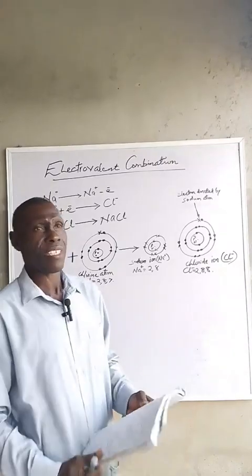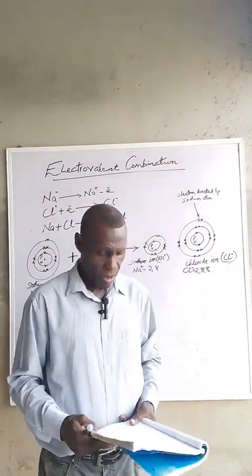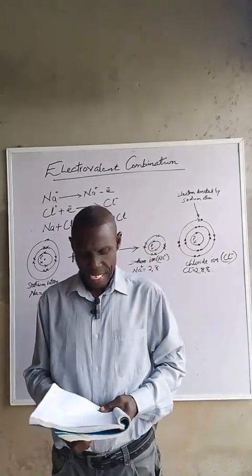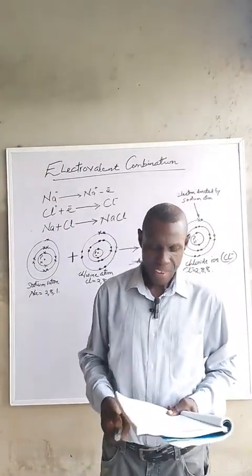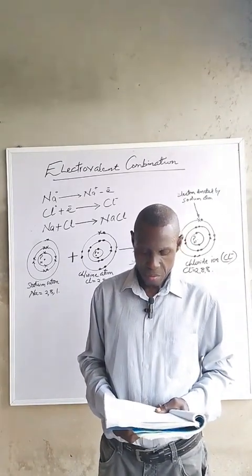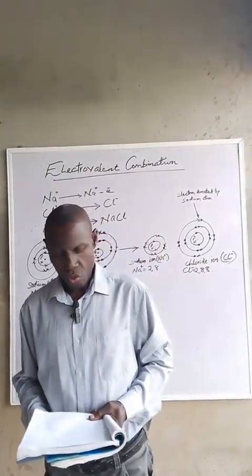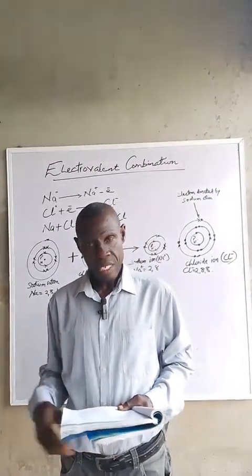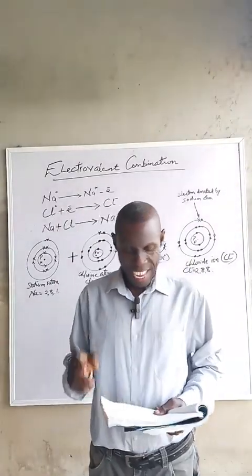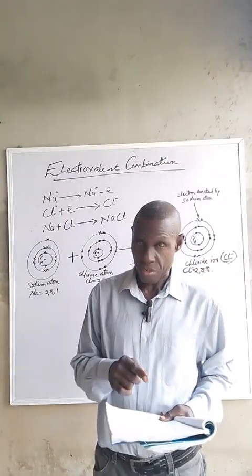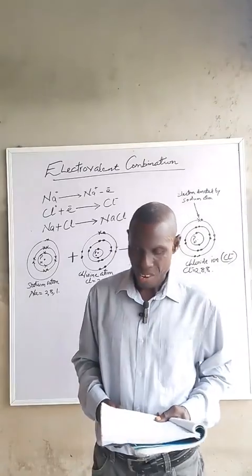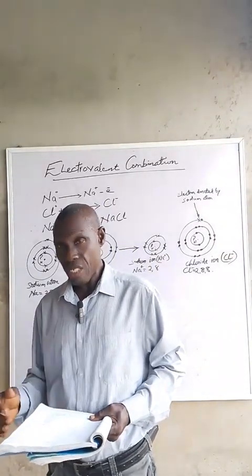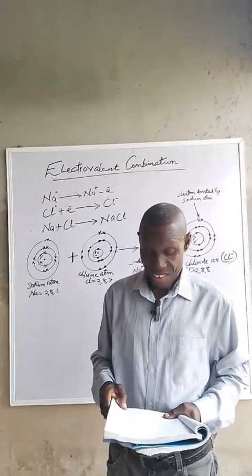Electrovalent combination is also called ionic bonding. Now listen to what I have. This is a combination by transfer of electron from metallic atoms to non-metallic atoms during a chemical reaction. Let me take that point again. Electrovalent combination is a combination by transfer of electron from metallic atoms to non-metallic atoms during chemical reactions.